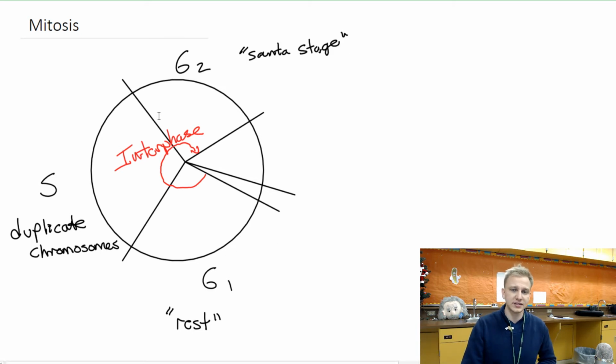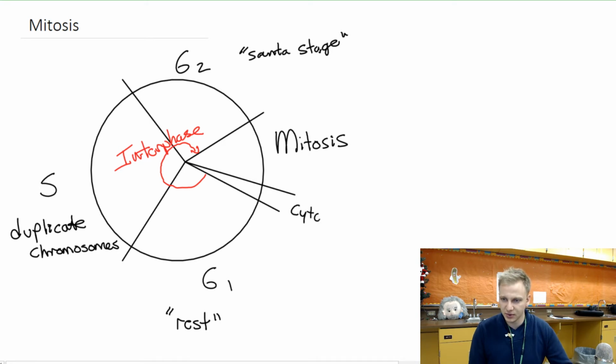So G1, S, and G2 are all known as interphase. And then after that, we actually enter the stage of mitosis. Following mitosis, we'll talk about this one later, but we actually talk about something called cytokinesis.